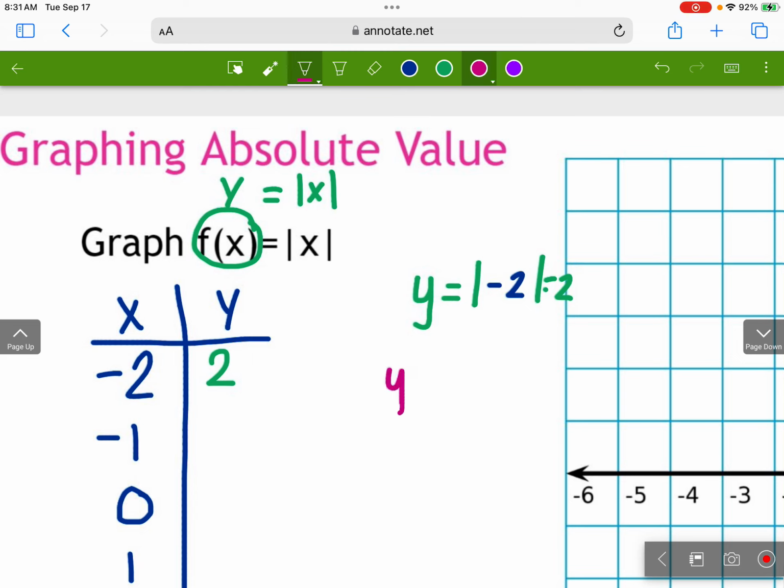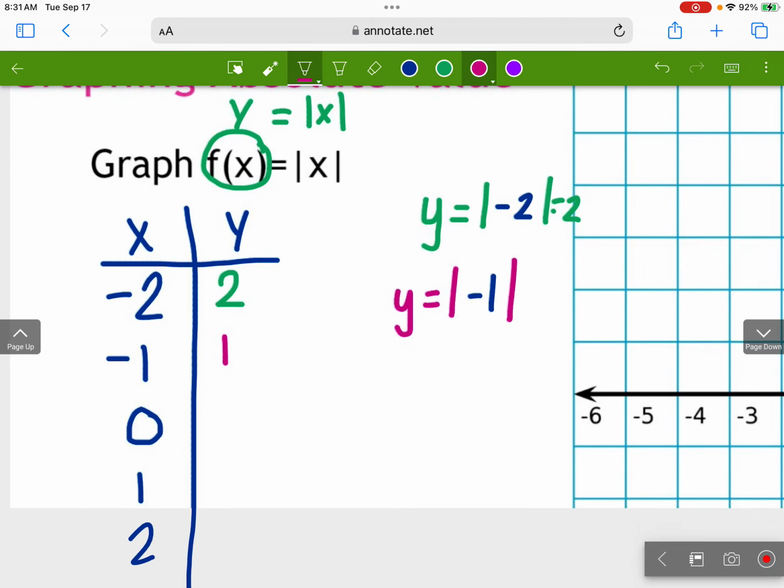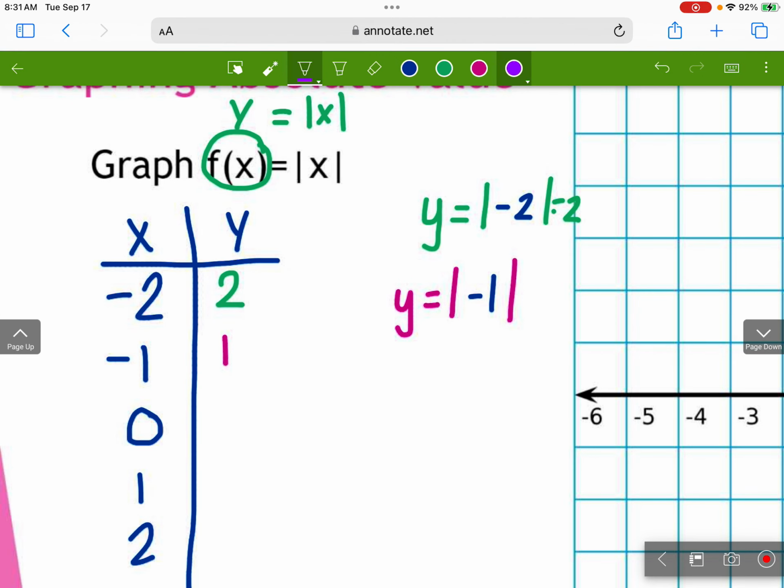So then we're going to do the same thing, working our way down the table. Y equals the absolute value of negative 1. So what is the absolute value of negative 1? Just 1. Be careful about just thinking the opposite. And I'll show you why here in just a second. Y equals the absolute value of 0. What's the absolute value of 0? 0.